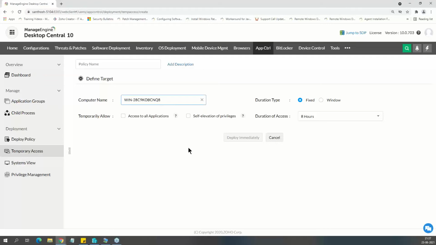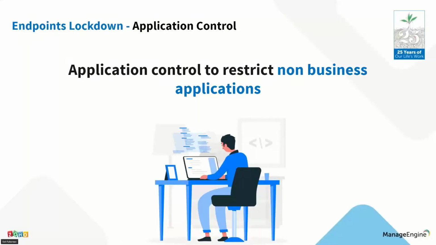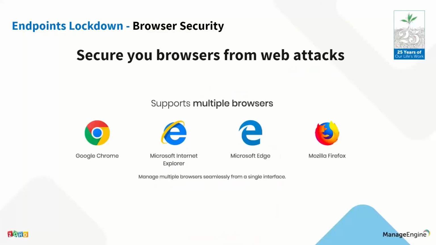The second endpoint security lockdown feature. First one will be the vulnerability assessment and remediation. The second one would be the application control, application level control that you can provide. The third one is one of the important aspects, which is browser security. With an increase in cloud-based applications that we have, browsers have become a very big part of our IT infrastructures, where we access almost everything from the browsers. So securing browsers is very important. For now, we support Chrome, Internet Explorer, Edge, and Firefox.